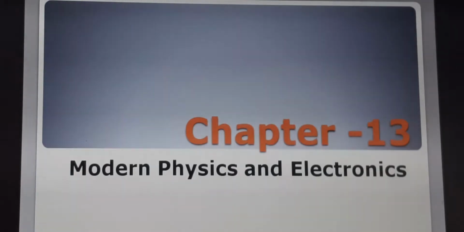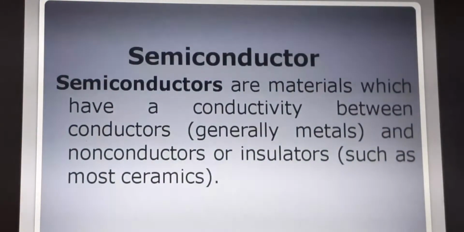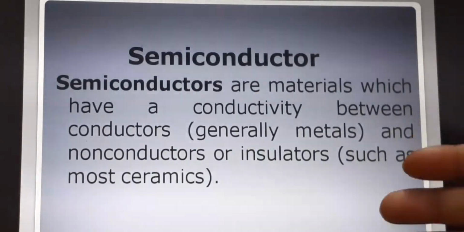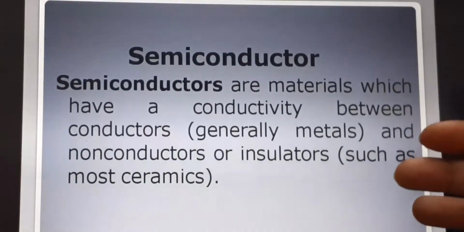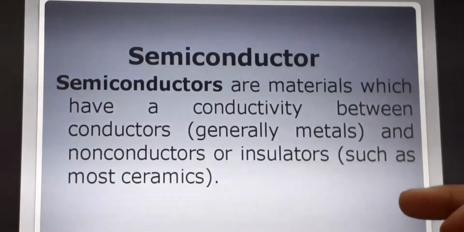Today I am going to discuss the rest of the topics of chapter 13, modern physics and electronics. When it comes to modern physics, you have to know what a semiconductor is, their types, and their applications. Now, what is a semiconductor? Semiconductors are materials which have a conductivity between conductors and non-conductors or insulators.